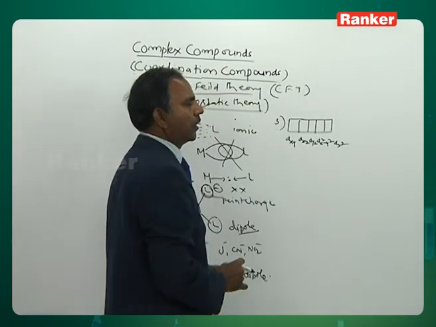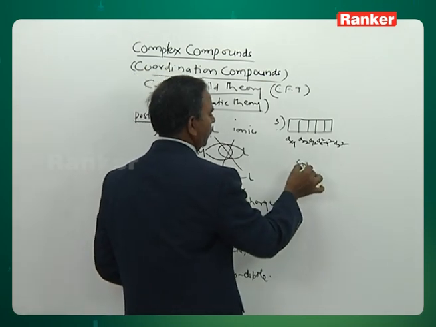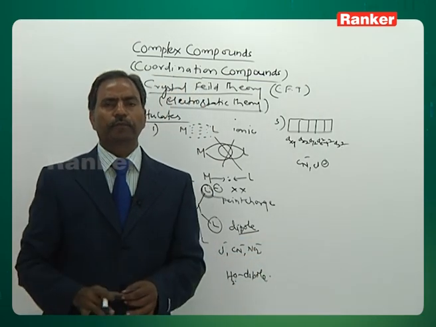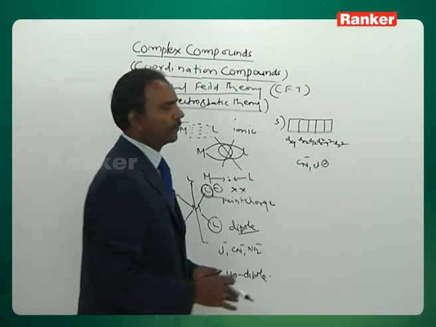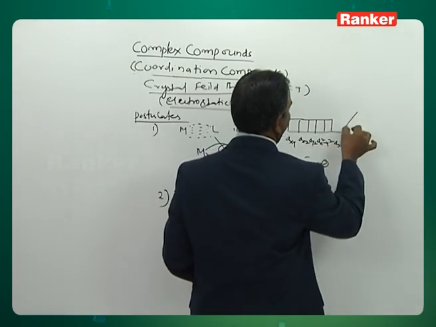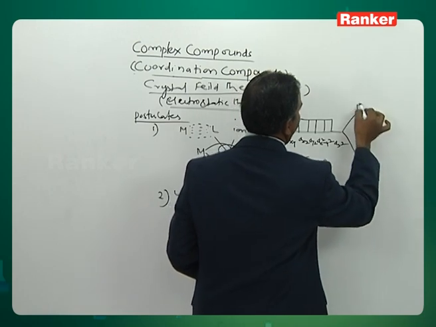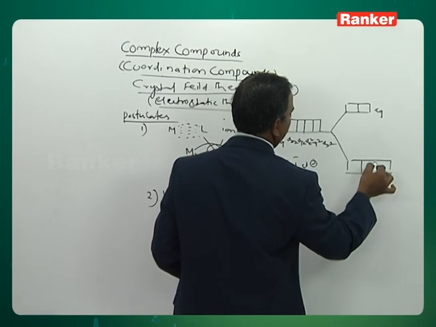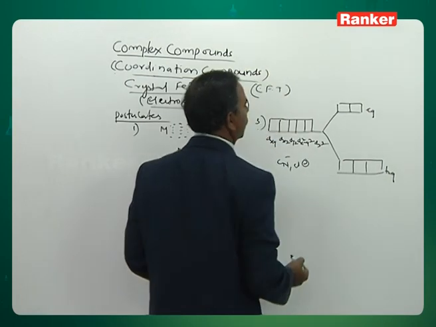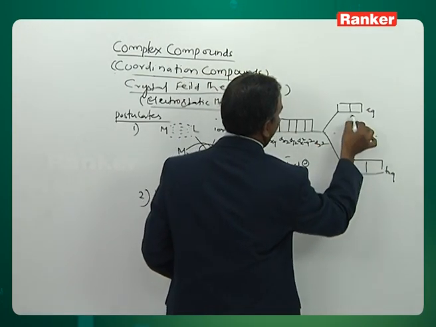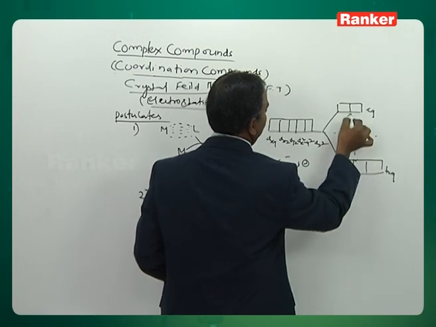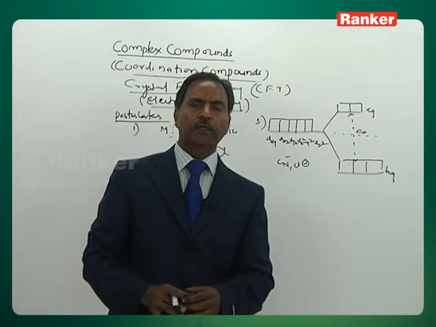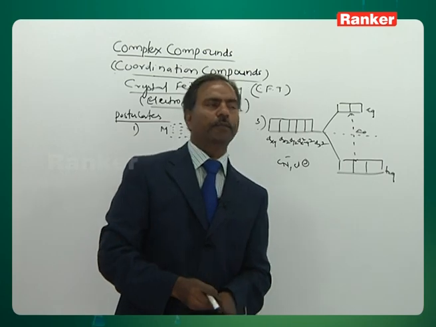These 5 d orbitals, under the influence of a ligand, maybe a cyano or chloro ligand, any ligand, and its different field strengths, split into different energy levels. The higher energy level is the eg set of orbitals, and the lower energy level is the t2g set of orbitals. The energy difference between these two sets is delta O. Delta stands for energy difference, and O stands for octahedral geometry.